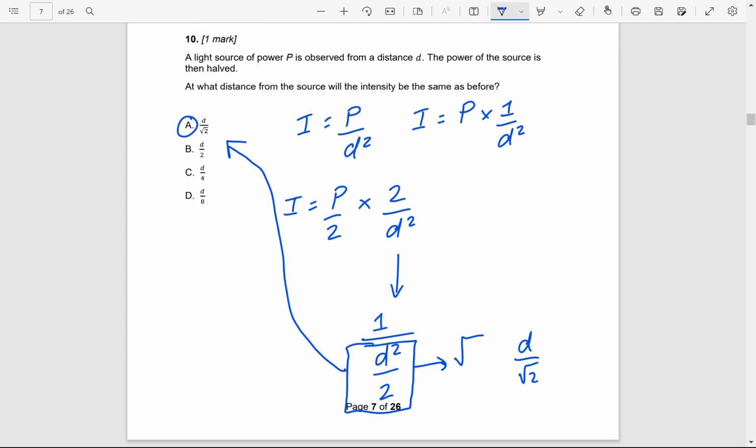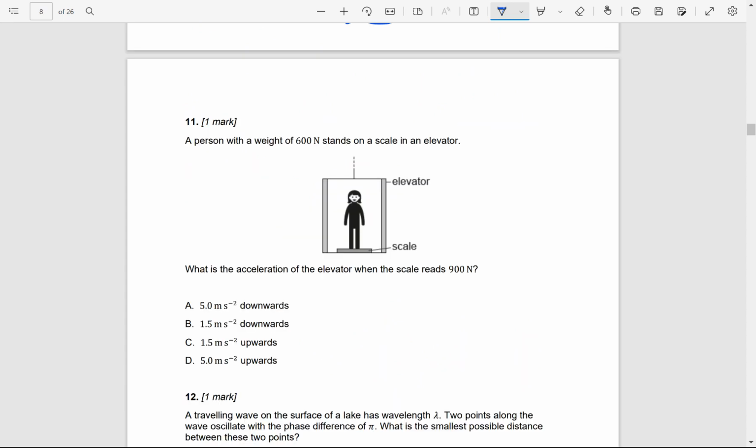Okay, that one, I'm not sure if I've explained it the best way. That's the way that I learnt that kind of method at school, but it might be that one of your peers or another teacher might be able to explain it a little bit more simply for you. So please do ask. Question 11 is an elevator question.